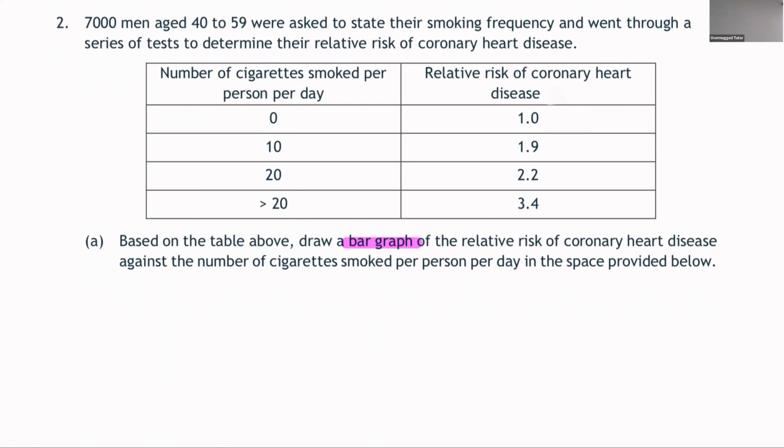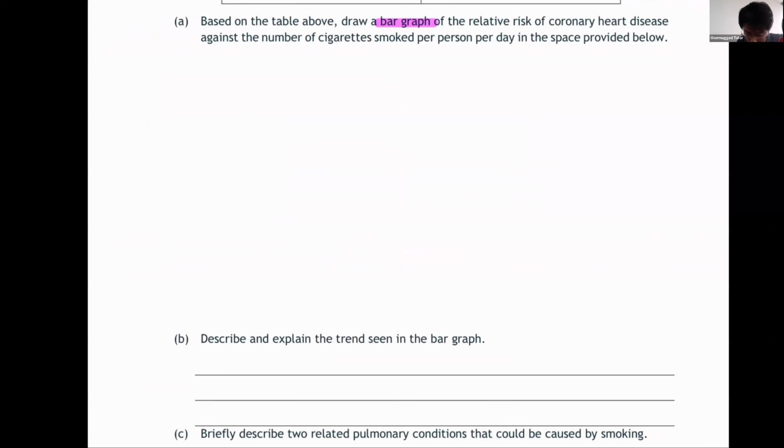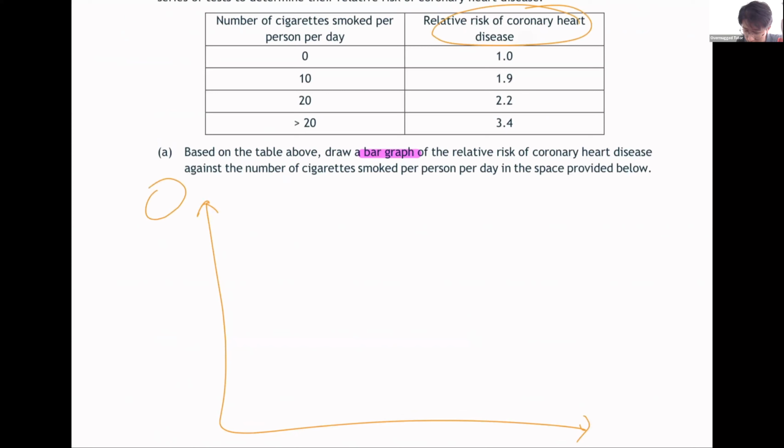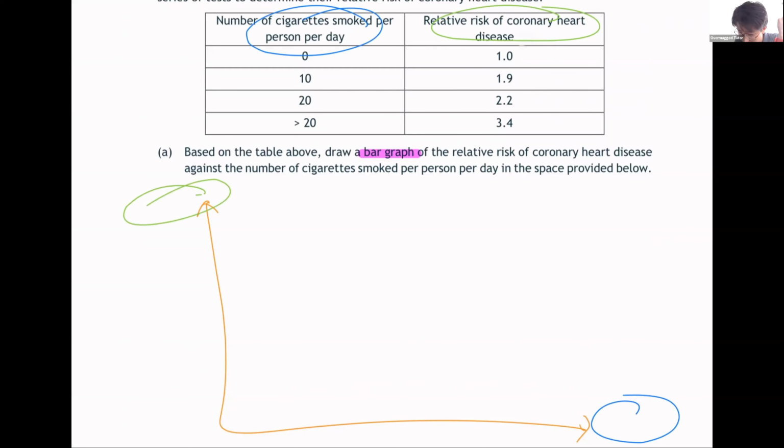Yeah. So what we're looking at here is, okay, so just a very quick one over here. Our bar graphs, okay. The y-axis is the relative risk over here. Right, relative risk is over here, and then cigarette smoke is over here.